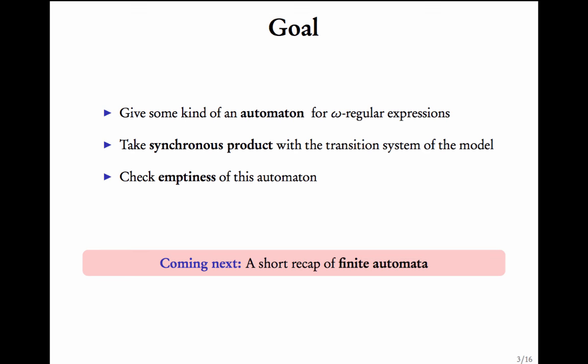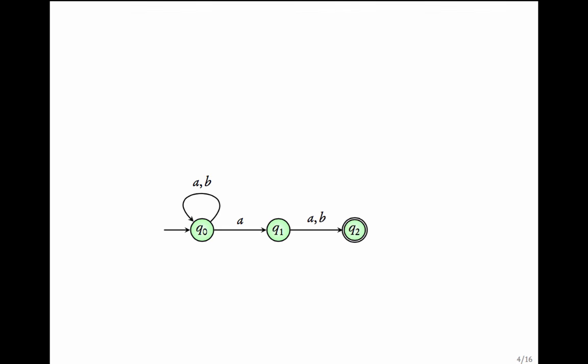We will do a short recap of finite automata, and I will give some more definitions, after which we will extend these definitions to get our Büchi automata. Look at this NFA. This NFA accepts all words where the second last letter is A. Suppose I ask this question, is this word accepted by this automaton? Yes, indeed.